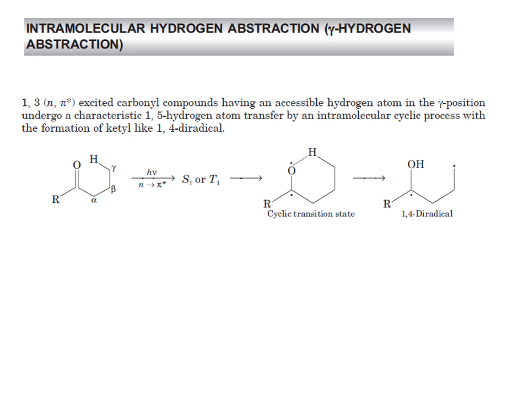An excited carbonyl compound having an accessible hydrogen atom in the gamma position can undergo a characteristic 1,5 hydrogen atom transfer by an intramolecular cyclic process, with the formation of a ketyl-like 1,4 diradical. As we see in this example, this gamma hydrogen is transferred to the oxygen via a 6-membered cyclic transition state. At first, in presence of light, it goes to the singlet excited state or triplet excited state. Then the cyclic transition state is produced. Finally, it is converted to this 1,4 diradical.